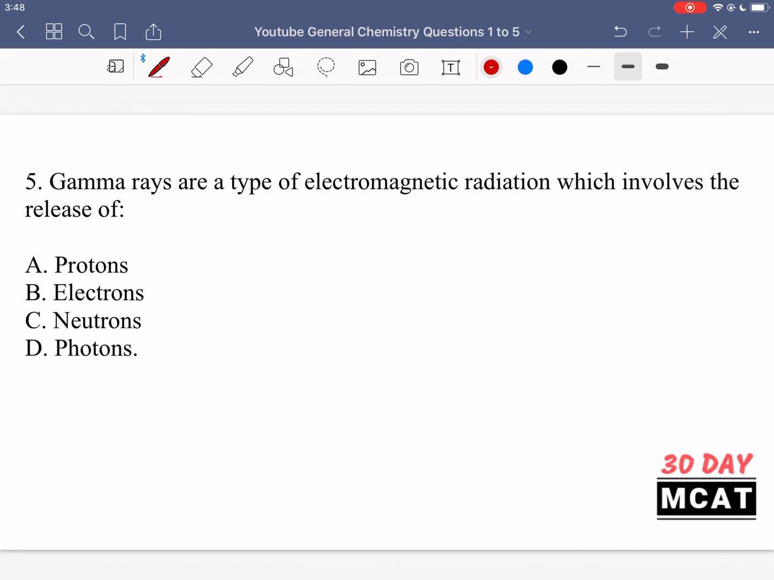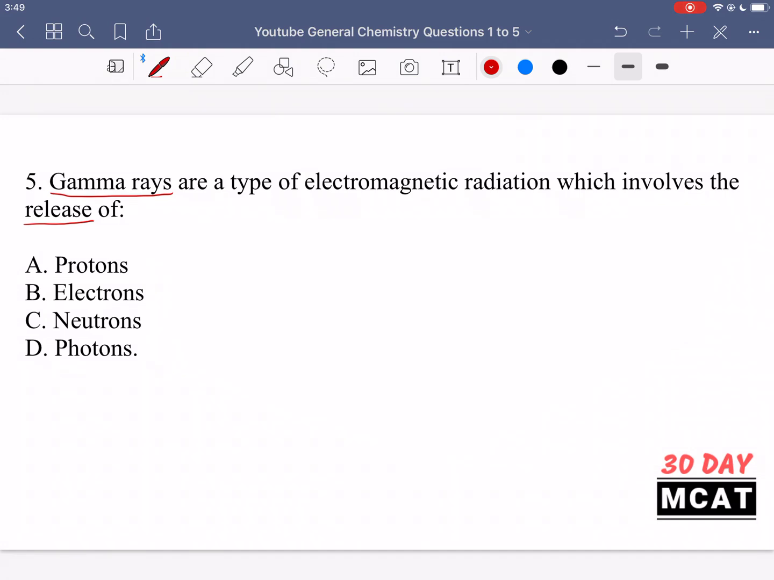In question 4, it says that gamma rays are a type of electromagnetic radiation which involves the release of what? So we're talking about gamma rays and the type of particle that they release. So for this question, you need to know the different types of electromagnetic radiation, or radioactive decay, and what happens as a result of this decay. So what is the molecule that you get at the end, and then also what other molecule, atom, or subatomic particle is released?